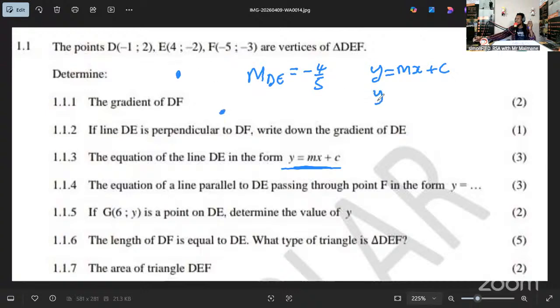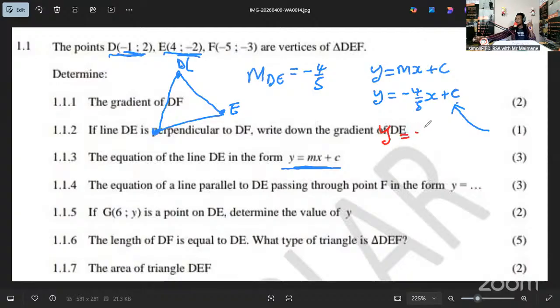So if I substitute the gradient, I would have y is equals to minus 4 over 5x plus c. So I'll just have to find the value of c only. And to find the value of c, I can either use point D from that line that I have on the diagram, which is on the other page. I can either use the point of D, which is this, or I can use the point of E, which is this, to find the value of c.